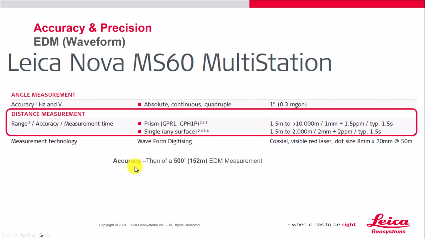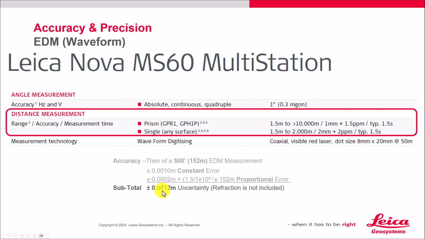So let's see the accuracy then of this 500 foot or 152 meter EDM measurement. Constant error, 1 millimeter. And now we have the 1.5 parts per million times the 152 meters. And we have 0.0012 meters of uncertainty, or well less than a hundredth at that 500 feet using this new technology. So we've made some serious strides in EDM accuracy by using the waveform digitizer.